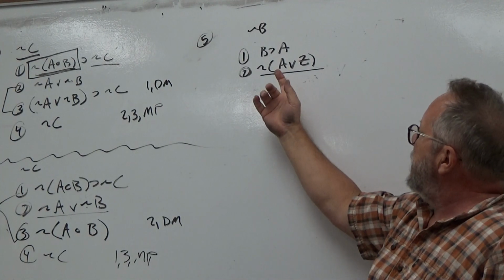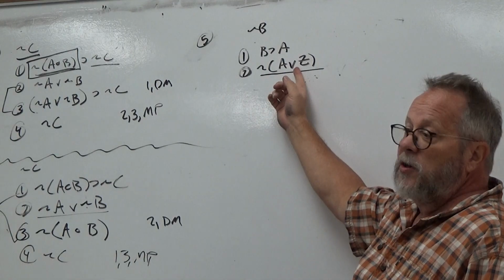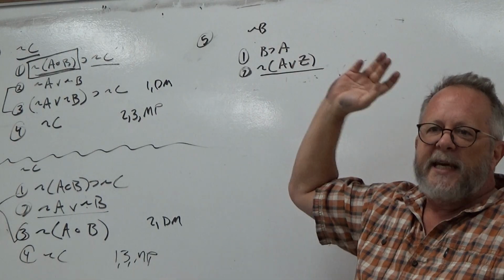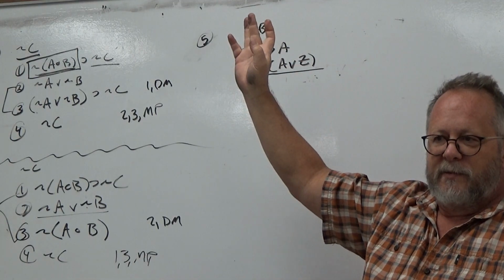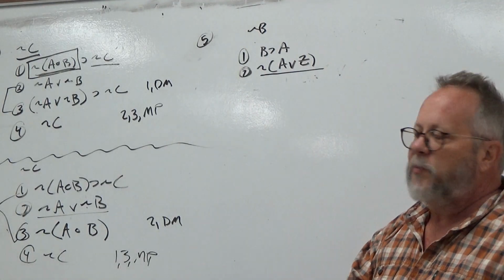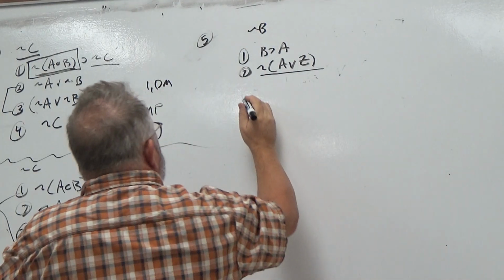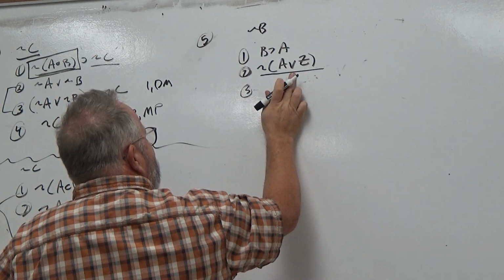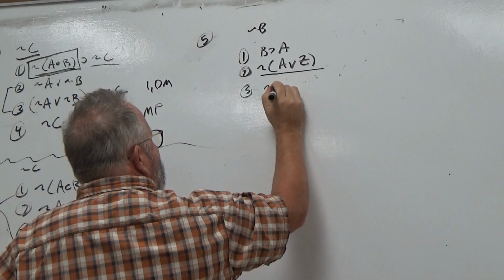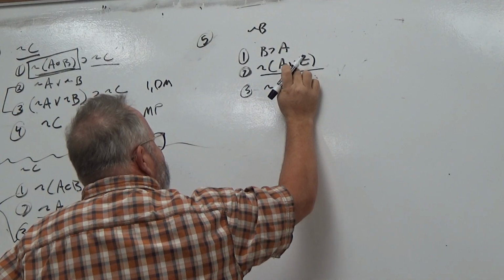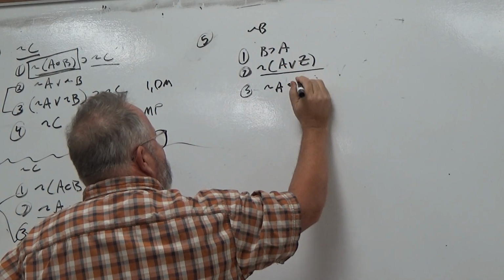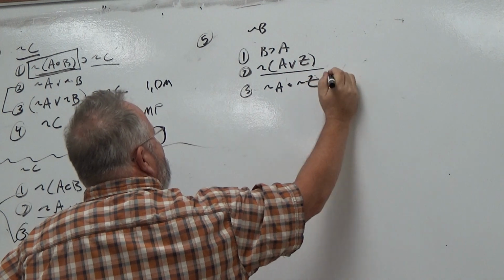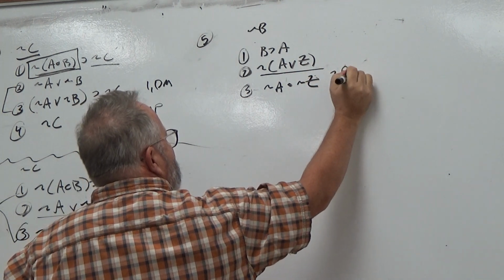If you see a negated conjunction or a negated disjunction, think De Morgan's. Nine times out of 10, De Morgan's is going to help you. Okay? So let me apply De Morgan's to line 2. I'm pushing the negation through. A becomes not A. The or becomes an and. Z becomes not Z. That's from 2 by De Morgan's.